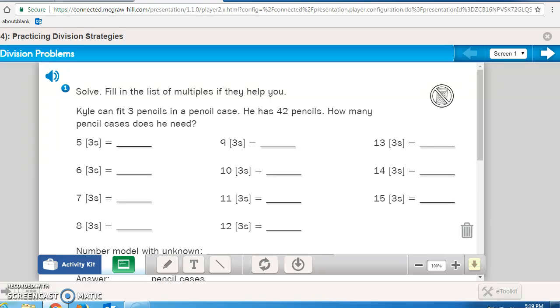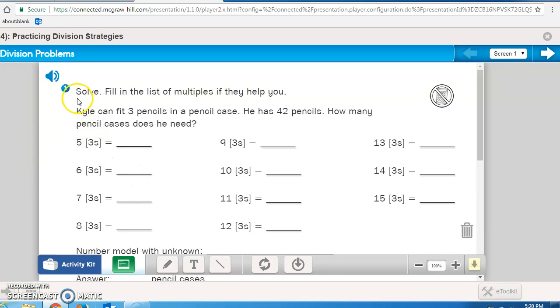Let's take a look at Math Journal page 195. This is an assessment check-in, so I'm going to get you started on it. Then I want you to complete it, bring it up to me so I can check it, and then you may turn the recording back on to continue on to the next step.